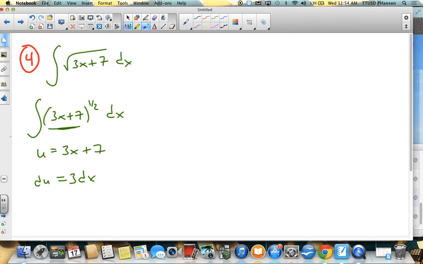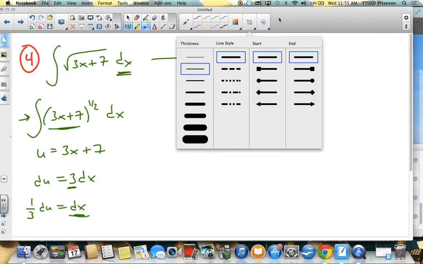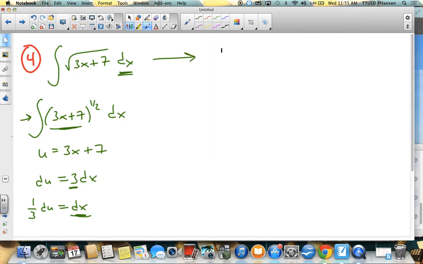I look at my original for my change one right there, and I see that I don't have that scalar multiple, so I want to move it to the other side and make it 1/3 du equals dx. This dx is represented right here, so now I can change this whole thing into terms of u. Rewrite it. Let's go with black. And now, in terms of u, I have 1/3 the integral of u to the 1/2 du.